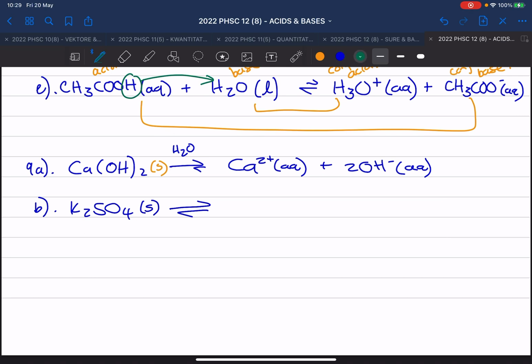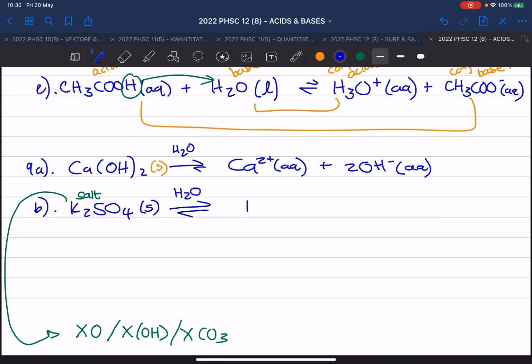Okay? Because when do you have an acid or a base? You have it when you have something bonded to an oxygen, or something bonded to a hydroxide, or something bonded to a carbonate. Then it's a base. You don't have one of those options there. It's bonded to a sulfate. Then it is a salt. So if it doesn't have any of those three, then it's a salt. Alright. So a salt dissolved in water gives you 2 potassium ions and the sulfate polyatomic ion.